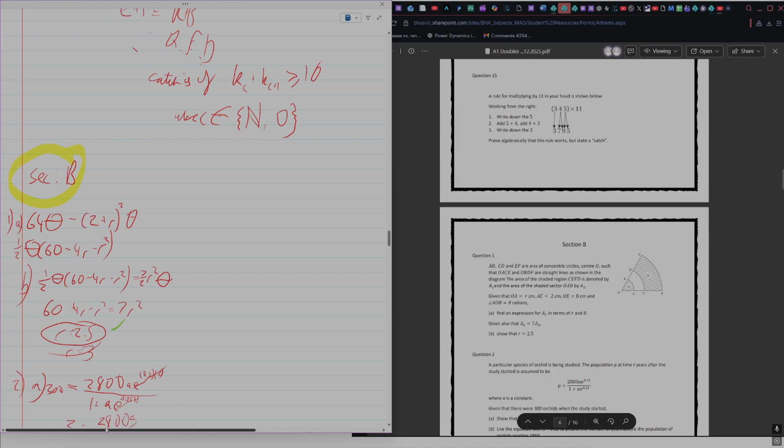Next, but let's go on to section B. I need to take a water break. Alright. Jesus.